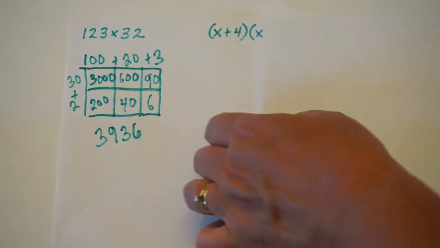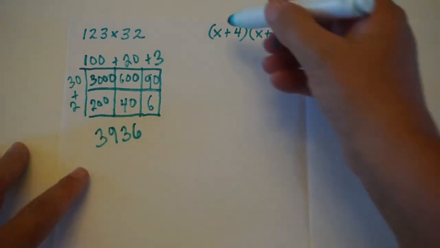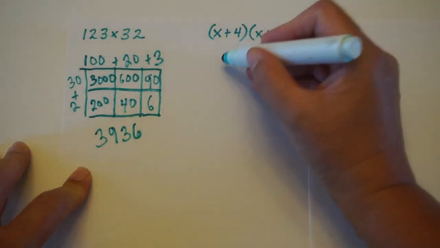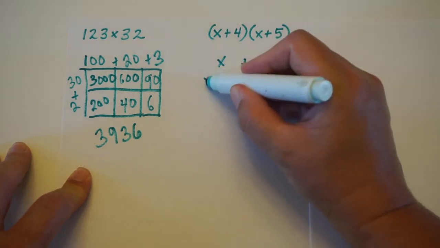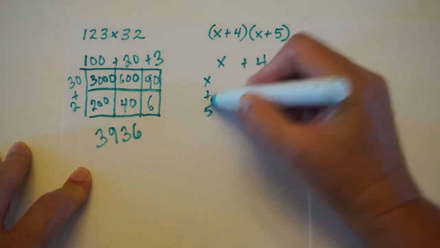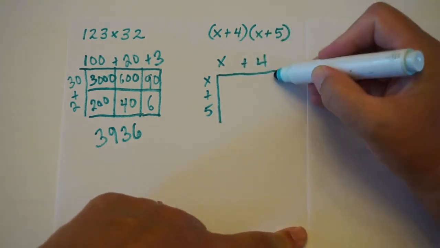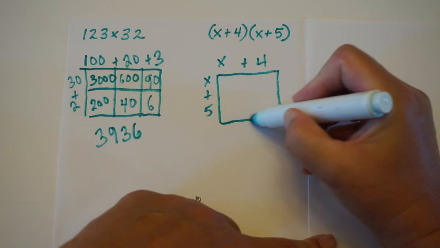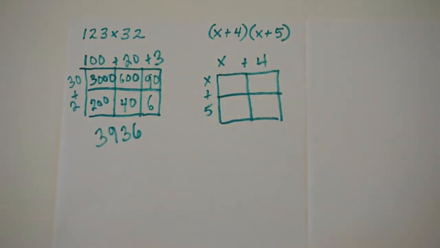So moving on towards an algebra example, we can set this up similarly. X plus 4 times x plus 5. We're going to use a rectangular model here as well.